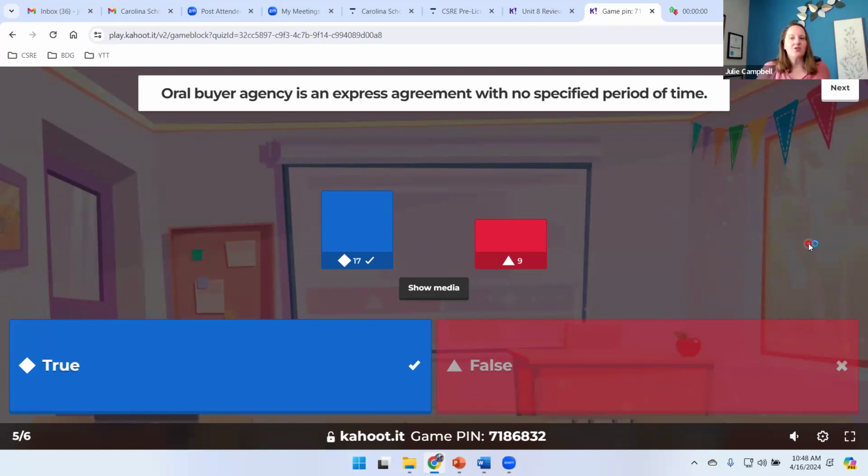The second piece of it is no specified period of time. In an oral buyer agency, we can't put a time limit on our relationship. If I attempt to put a time limit on it, if I'm going to say you're going to work with me for 2 months, I have to put that in writing. So oral buyer agency is express, it's non-exclusive, and there's no specified period of time. Questions on this one?